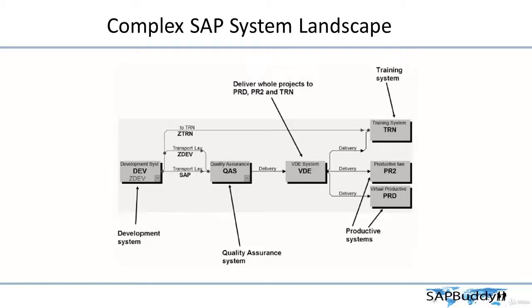Let's assume here we have 2 different productive systems. However, the development system is only one. We have a QA system. From the development system, the consolidation route goes to the QA system, and we will also import the changes to the training system, which is a separate system. So this is a complex system landscape.